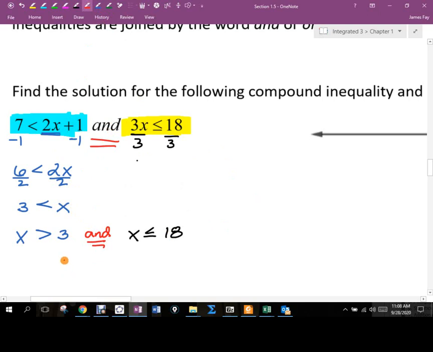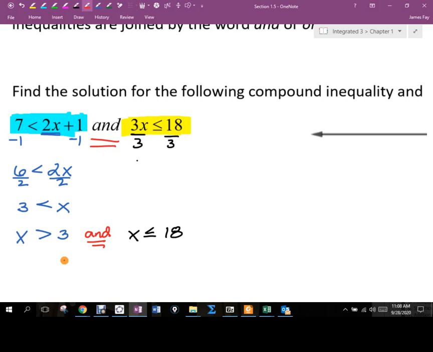Okay. So what I want to be able to do is identify the values that are bigger than 3, and these are the values for x that are bigger than 3 and less than or equal to 18. Does that make sense? Okay, so bigger than 3 and less than or equal to 18. So numbers like 5, is that bigger than 3? Is it less than or equal to 18? Yeah. Number 7, is 7 bigger than 3? Is it less than or equal to 18?